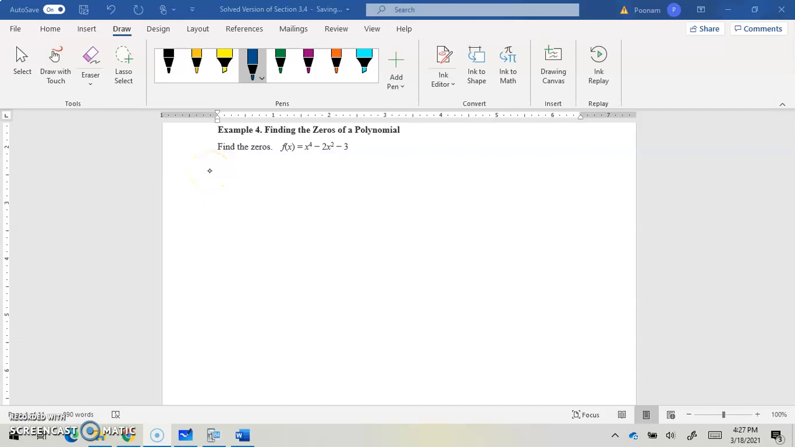Let's do example 4. Find zeros of this polynomial. Start with the rational zero theorem. Check a naught, which is -3. Its factors are plus minus 1 and plus minus 3. Check the leading coefficient, which is a_n equal to 1. Its factors are plus minus 1.